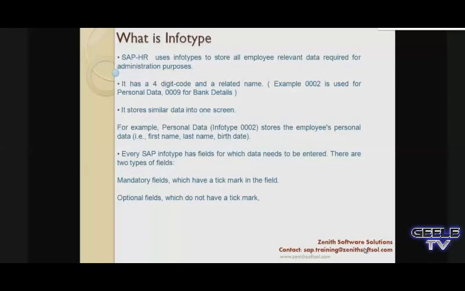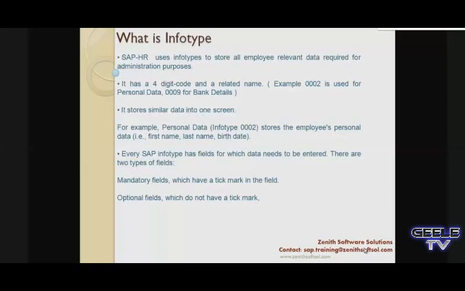SAP HR uses infotypes to store all employee relevant data required for administration purposes. So the purpose of the infotype is to store the employee information. Infotype is a 4-digit code. SAP has given these infotypes. Each infotype is used for its own purpose. An infotype stores similar data in one screen, meaning that personal details cannot be stored in the bank details infotype. Similarly, bank details cannot be stored in any other infotype. Each infotype has its own purpose.